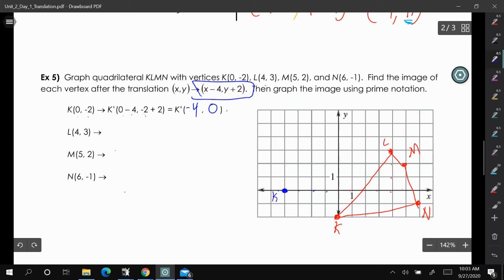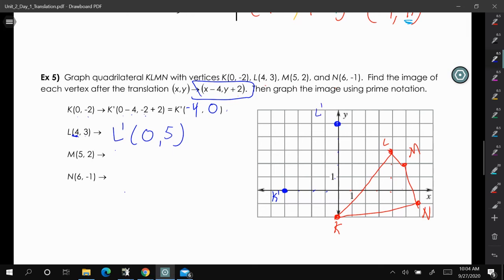When you are graphing these, make sure you're plotting the point and labeling it correctly with the prime notation. Now for L, we can do the same thing. We're going to take the x-coordinate and subtract 4, so L prime is going to be 0, because 4 minus 4 is 0, comma, 3 plus 2 is 5. So we have 0, comma, 5. 1, 2, 3, 4, 5. And that is L prime.